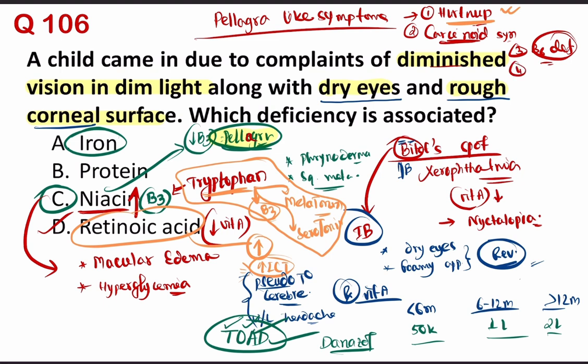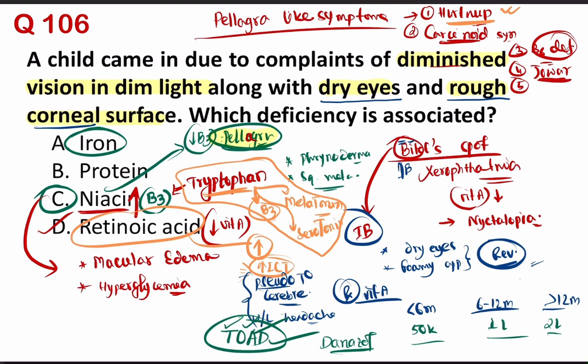And number 5 you have the diet. One is your jowar diet. Jowar, also known as sorghum, because in sorghum you have a high dose of leucine, and you know that leucine inhibits QPRTase enzyme, which decreases the niacin synthesis in jowar.